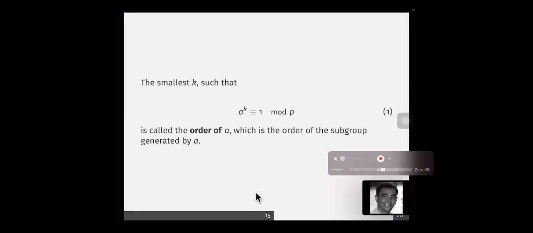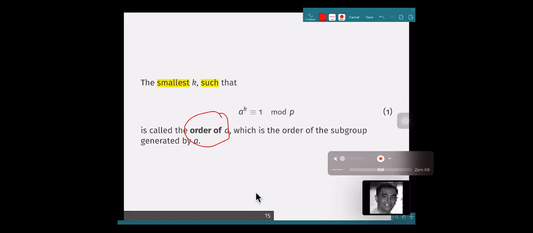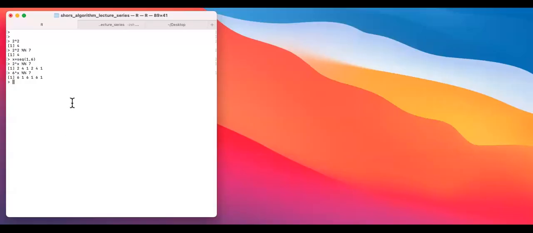Now, earlier we were talking about generating a group. You have a, and then you have k, and then you generate the elements. The smallest such k, so that a to the k is equal to 1, is called the order of a. So the smallest such k, that's called the order. Okay, for example, let me show you.